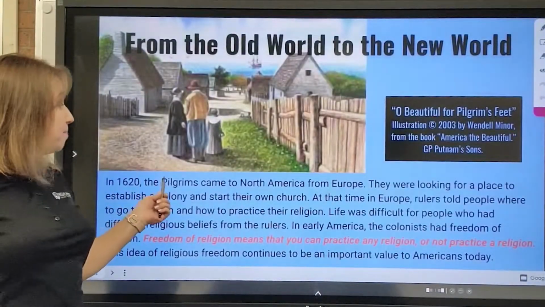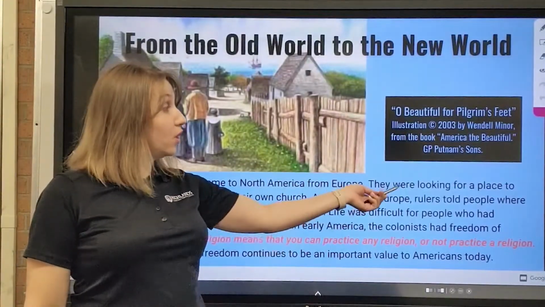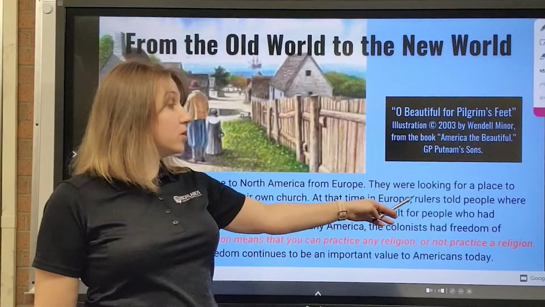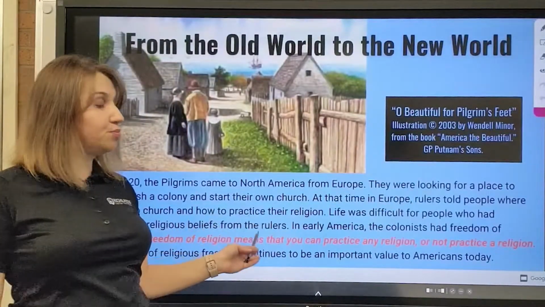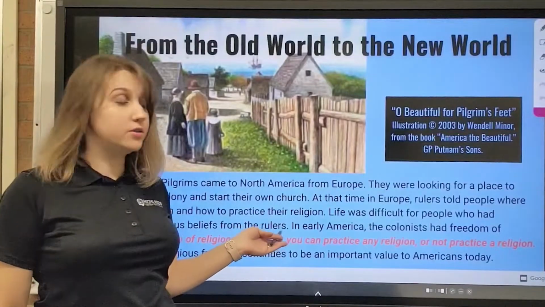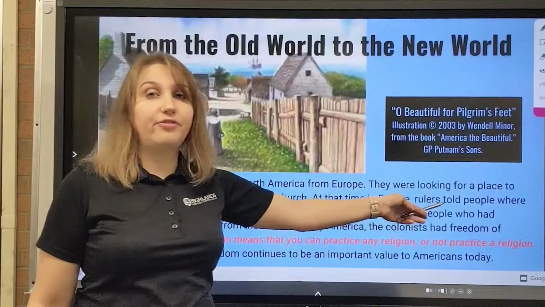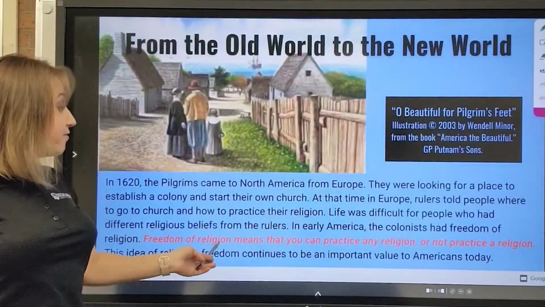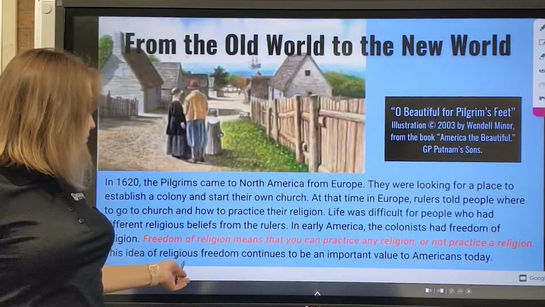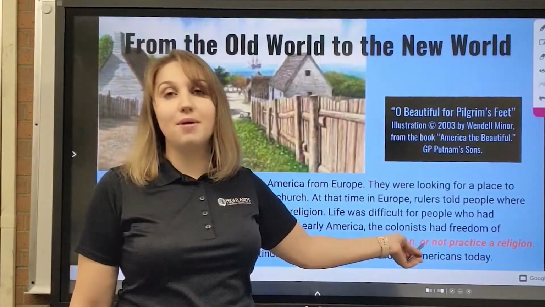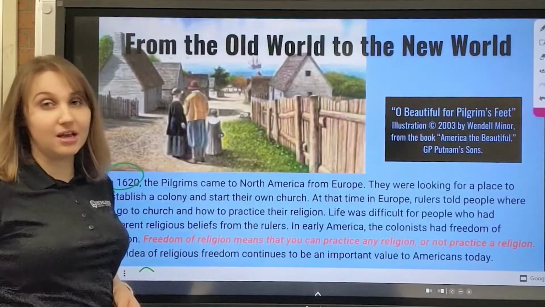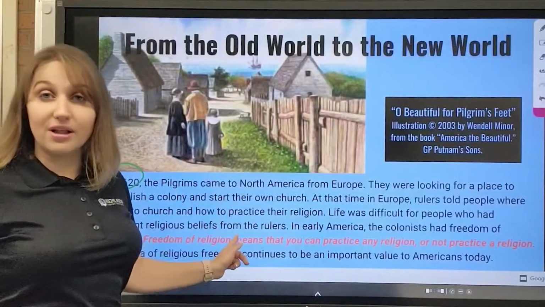In 1620, pilgrims came to North America from Europe. They were looking for a place to establish a colony and start their own church. At that time in Europe, rulers told people where to go to church and how to practice their religion. Life was difficult for people who had different religious beliefs from the rulers. In early America, the colonists had freedom of religion. Freedom of religion means that you can practice any religion or not practice a religion. This idea of religious freedom continues to be an important value to Americans today. So the major reason why the pilgrims came to North America in 1620 was the freedom of religion.